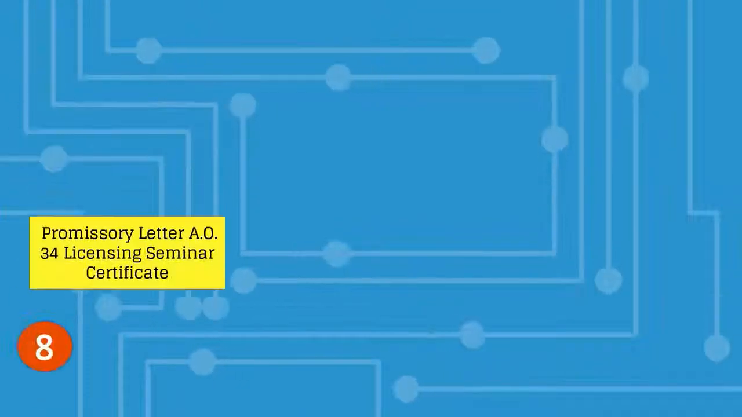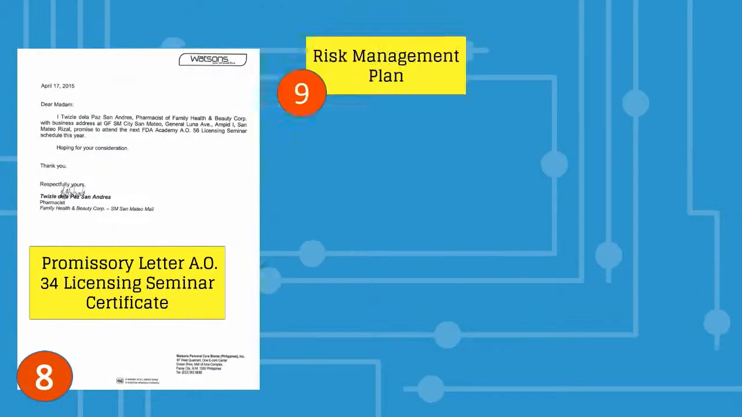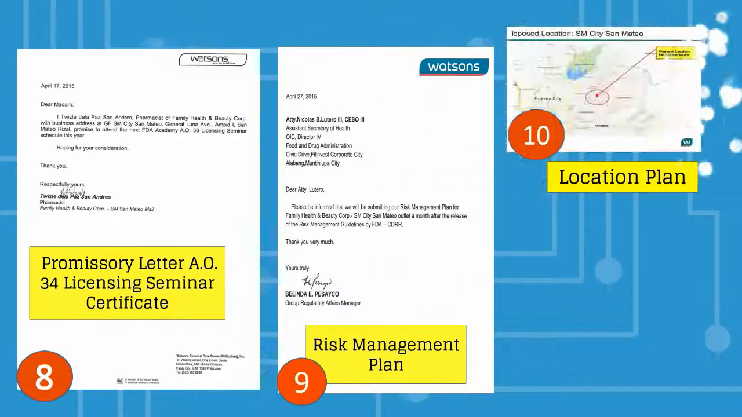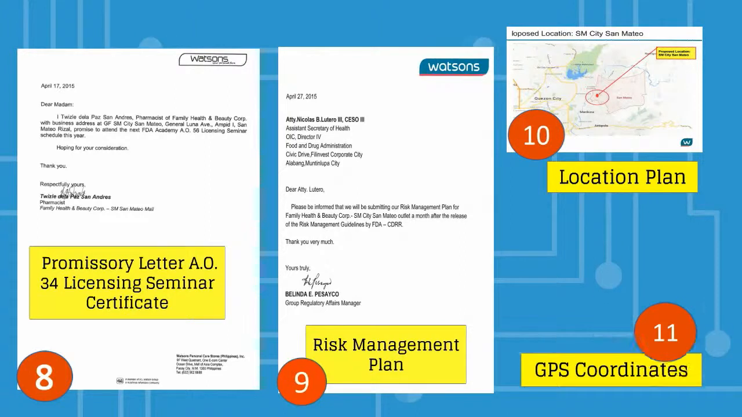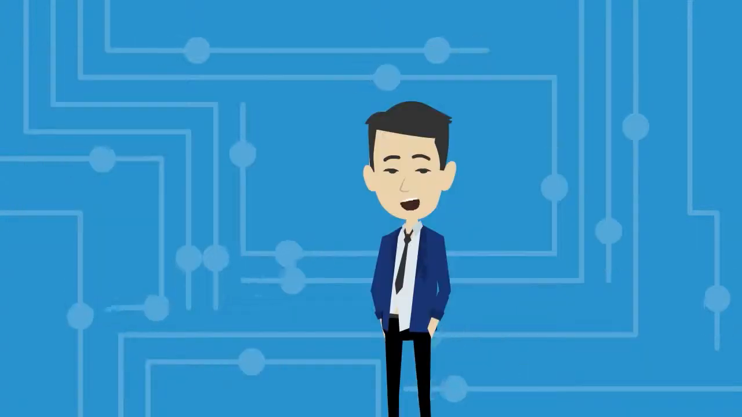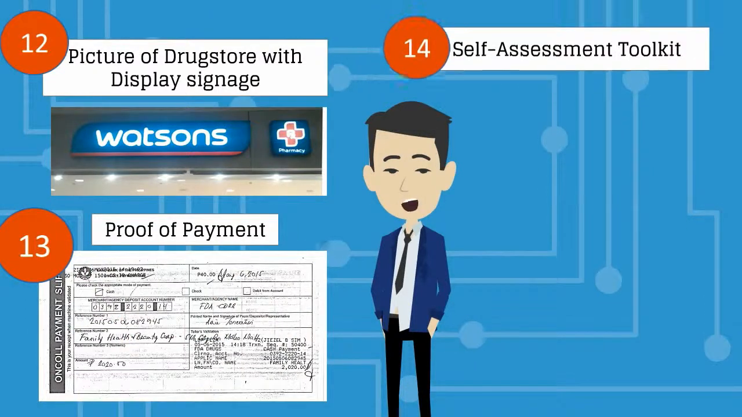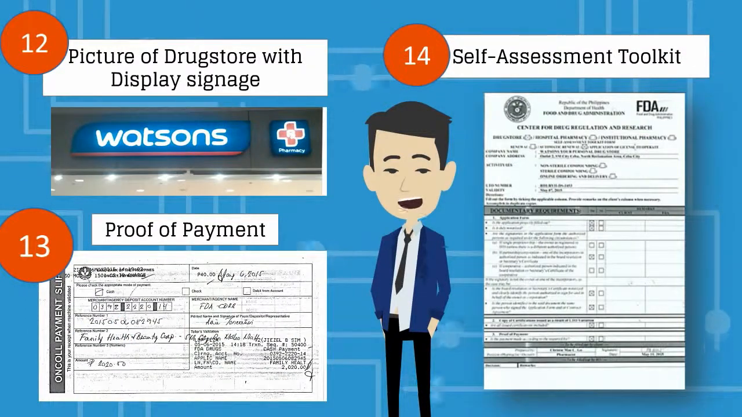In the Blue Book, the requirements are: 8. Promissory letter for licensing seminar certificate, 9. Risk management plan, 10. Location plan, 11. GPS coordinates, 12. Picture of drugstore with display signage, 13. Proof of payment, and the last or 14th requirement is the self-assessment toolkit.